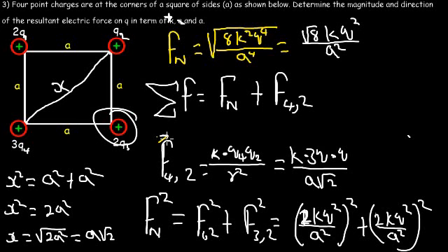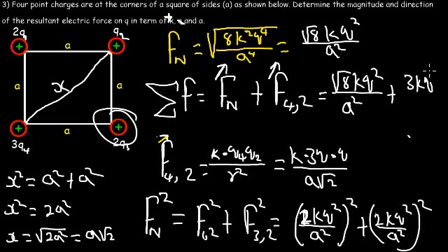As you can see, this one is going this way and this also is going this way. According to the diagram I showed you earlier, both of them are going the same way. And when two vectors are going the same way, meaning that they are parallel to each other, you can just add them up in order to have the net force. And this will be equal to square root of 8kq squared divided by a squared plus 3kq squared divided by a root 2. Okay, that's a root 2.